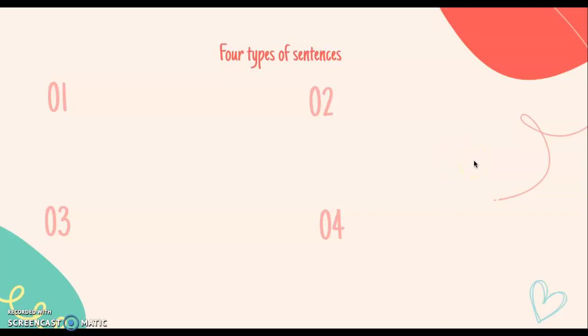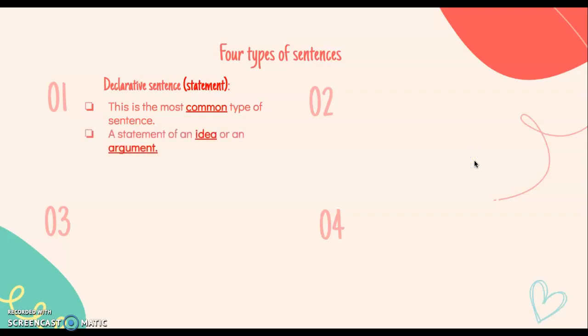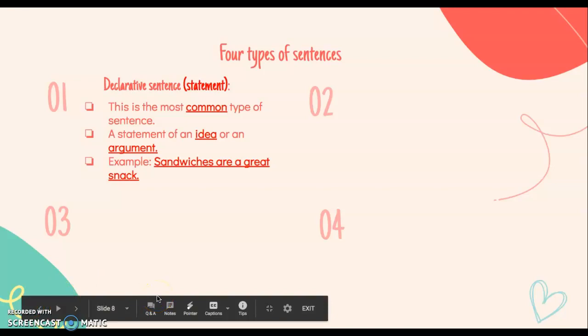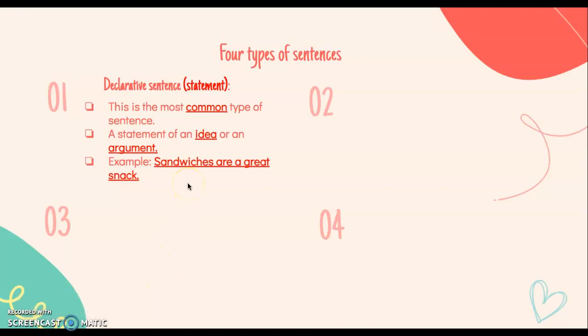So let's look at the first type of sentence. The first type is a declarative sentence. This is a statement. Okay, this is the most common type of sentence. A statement of an idea or an argument. So pause the video now and fill in the blanks. I left off the example. The example of a declarative sentence is, sandwiches are a great snack. So it's a statement, it's to the point, it has a period at the end.